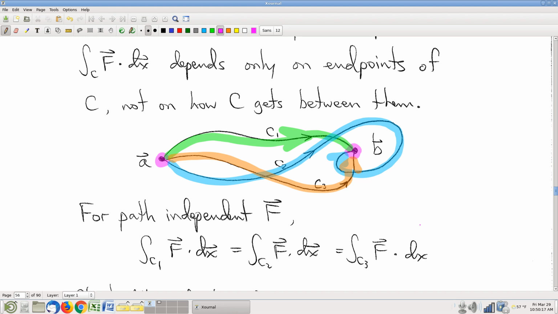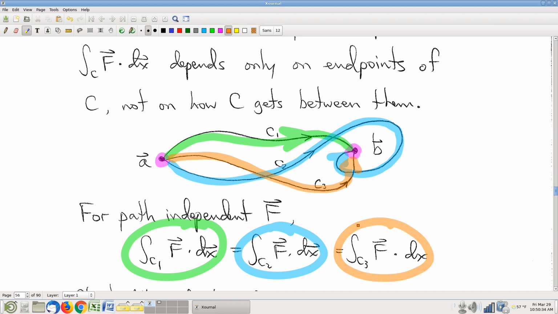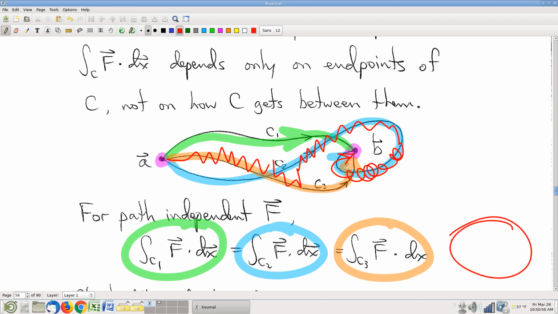So a path-independent vector field would require, and this seems highly unachievable, highly intractable, that the line integral along the green path, the line integral along the blue path, the line integral along the orange path, the line integral along any path that you can think of from A to B, I mean, no matter how wacky and squiggly, right? No matter what path you pick, the value of the line integral has always got to be the exact same thing.